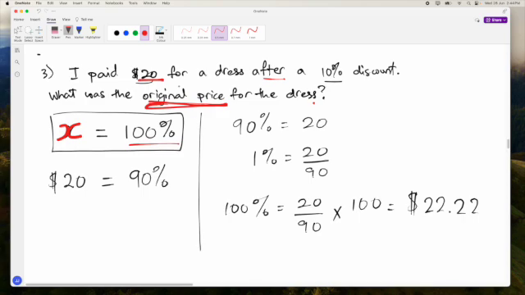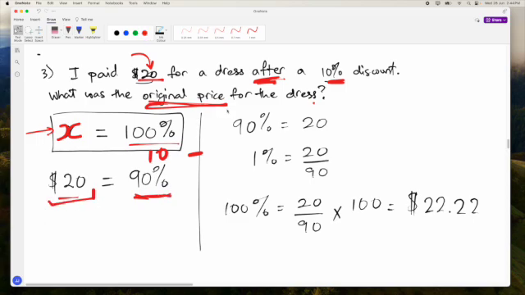But how much did I pay for the dress? I paid $20 for the dress after a 10% discount. So that means that $20 is really 90% after the 10% discount, right? That is how much I paid. This is the original price at 100%. We minus 10% and we reach 90%, which is how much I would have paid, which is $20.